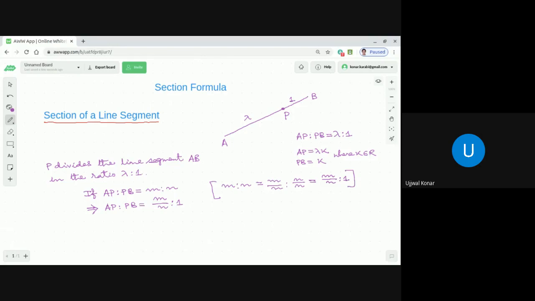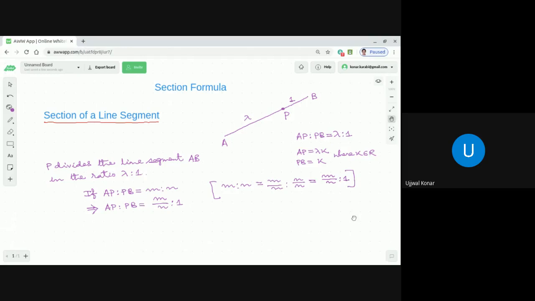Now, what is our task? Our task is to derive the section formula. What is meant by that? It means that if we know the coordinates of the points A and B, suppose the coordinate of the point A is given as x1, y1, and the coordinate of the point B is given as x2, y2, and there is a point P in between the line segment AB such that AP is to PB is equal to lambda is to 1, we need to find the coordinate of the point P. This is our task at hand.